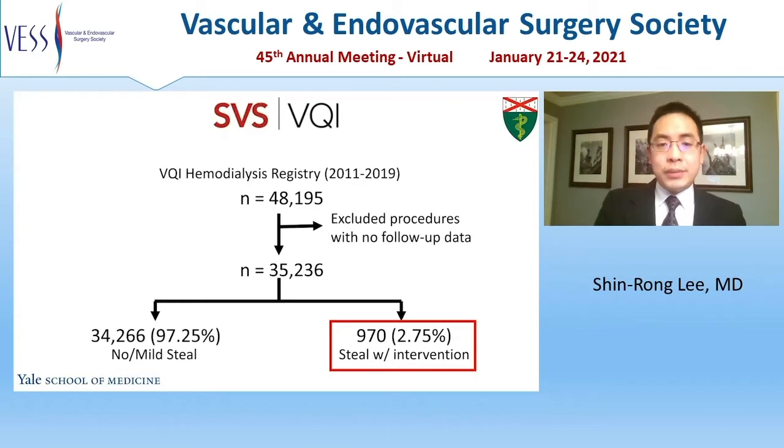The VQI's hemodialysis registry from 2011 to 2019 contained 48,195 procedures. Of these, just over 35,000 with long-term follow-up data were used. 970, or just under 3% of vascular access surgeries, resulted in steal syndrome requiring intervention.